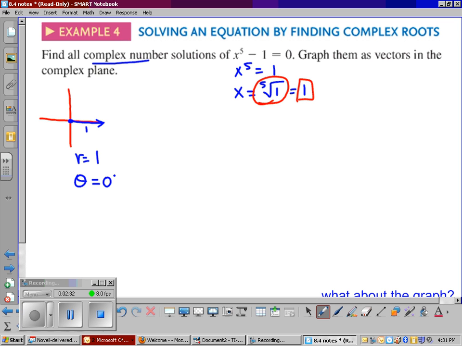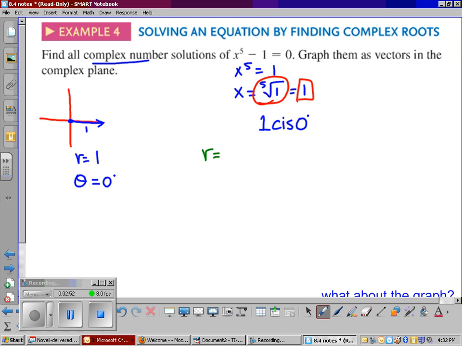So I can write this. I'm going to go ahead and write the understood 1, CIS 0 degrees. Rewriting that in polar form. I haven't taken a root yet. I've just rewritten it in polar form. Now we're ready to find the root, and I need an r value.